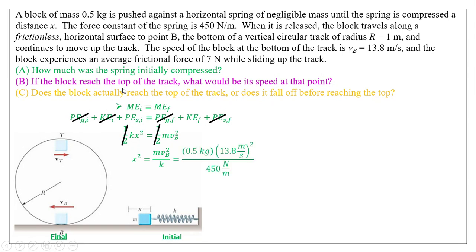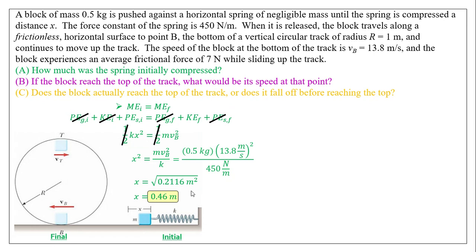All right, I'm just going to plug things in. 0.5 for mass, 13.8 for V. This is speed. And we're going to square that, divided by 450. If you do that, x squared itself will be 0.2116. But then to get x by itself, we need to square root both sides. So therefore, the square root of x squared is just x. And then we need to square root 0.2116. And then the answer there will be 0.46. And that is the compression of the spring.